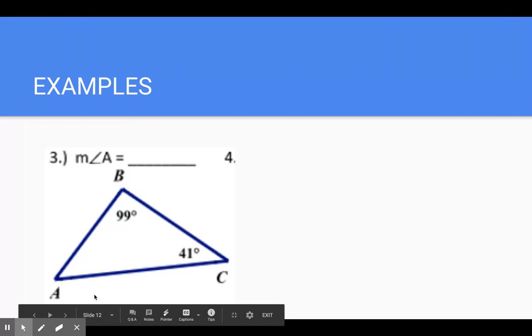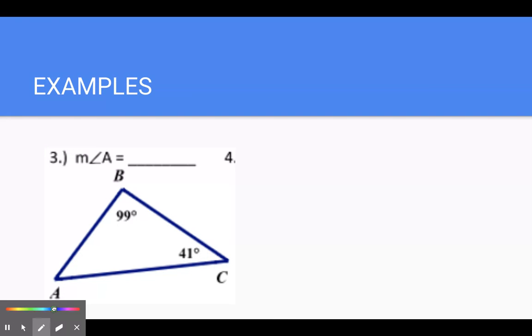Find the measure of angle A. The way that I always like to set these problems up, we know that we have 3 angles in a triangle, and they will always add up to equal 180. So if I have 3 spaces, they all have to add up to equal 180. Plug in what we know.